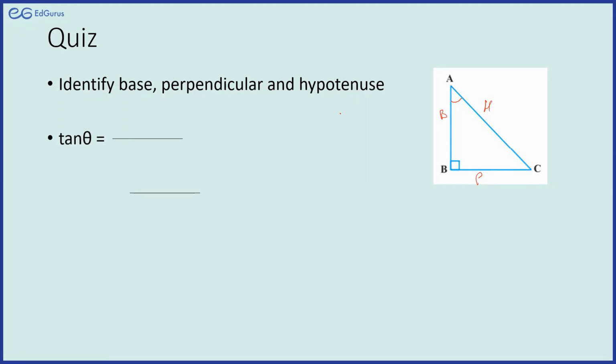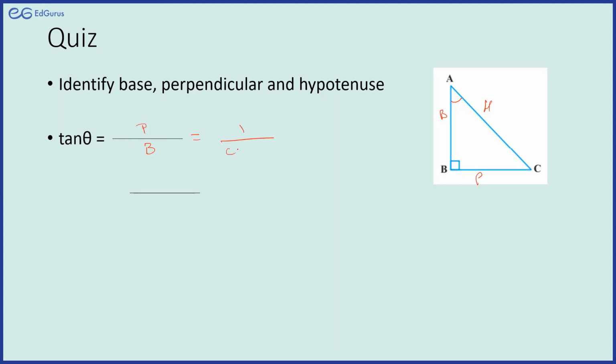Next question. What is tan theta equal to? What should be the numerator and denominator here? Perpendicular upon base. And in terms of cot, what is it? It is the reciprocal, so it is base upon perpendicular. Yes, so it's the reciprocal of cot theta.